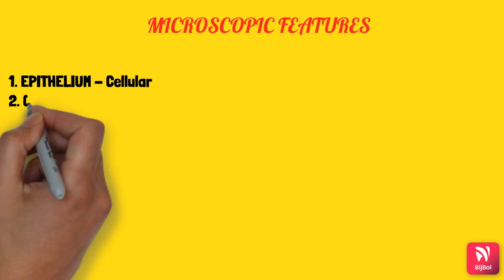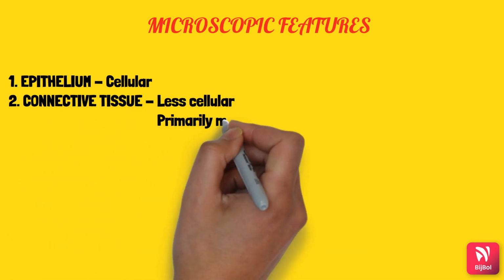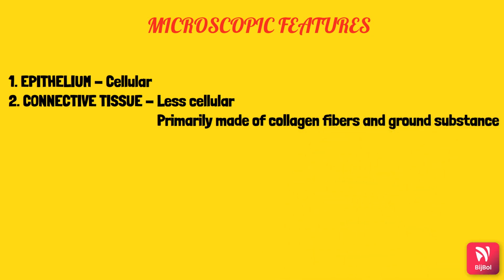Next, we come to the microscopic features of the gingiva. Here you need to remember 3 points. There is epithelium, there is connective tissue, and in between epithelium and connective tissue we have the basal lamina. The epithelium has a lot of cells, whereas the connective tissue has a smaller amount of cells, and it is primarily made up of collagen fibers and the ground substance.